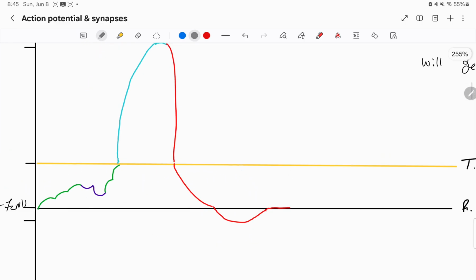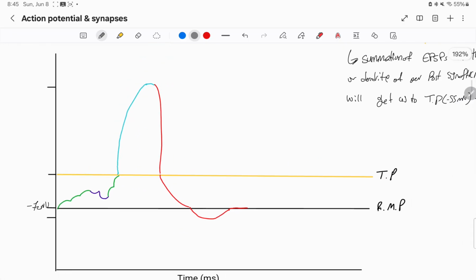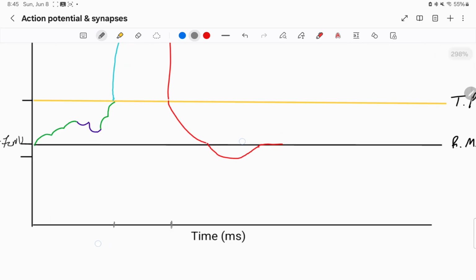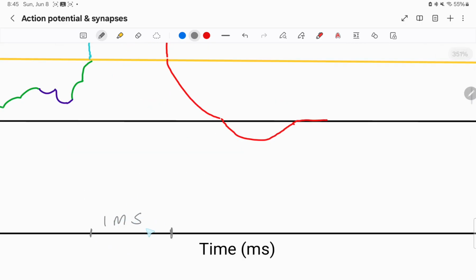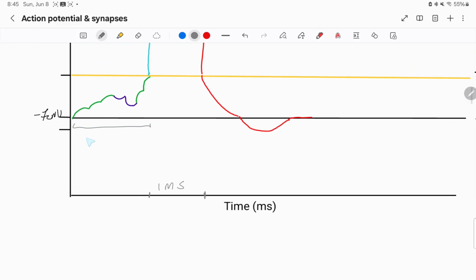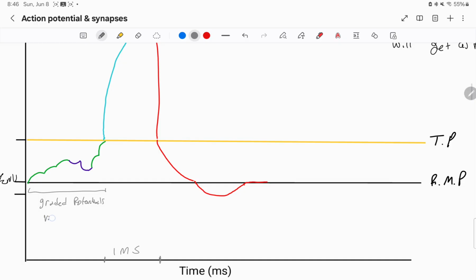So this is the action potential graph, okay? It is about, let's drag this down here, about 1 millisecond in duration. These parts all the way here are the graded potentials that had to happen to get us to threshold, or prevent us from getting to threshold, but in this case, get us to threshold via our ligand-gated channels.